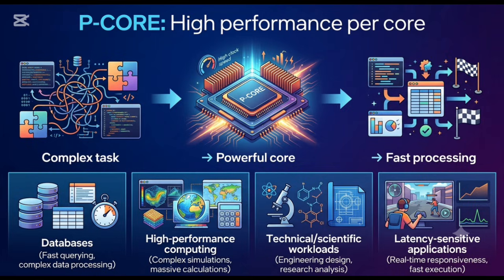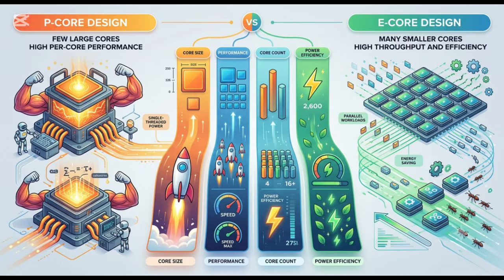P-core Xeon processors are therefore a strong choice for workloads that depend heavily on per-core performance, such as demanding databases, high-performance computing, and applications where latency is important. Now let's look at E-cores.